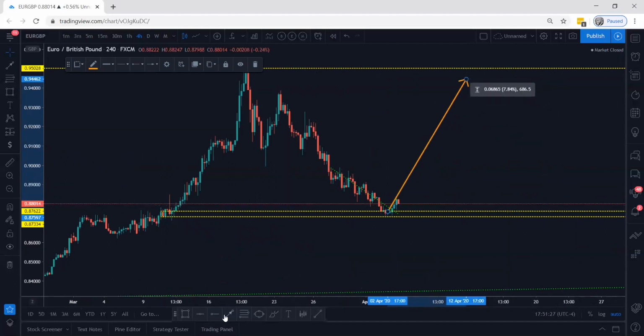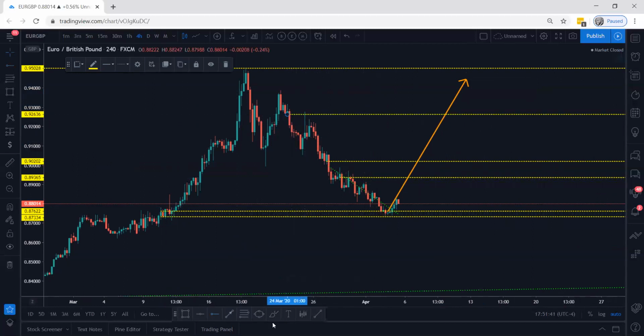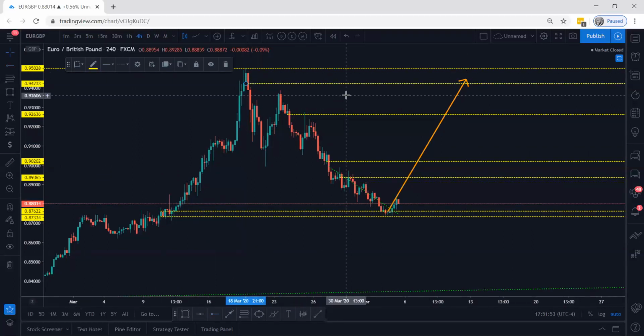Now you're going to want to watch as price comes to these areas where you have bearish engulfing candles. And if it breaks through those areas, then you could be looking for price to come all the way up to here where this top bearish candle is. So I'm looking for an overall buy on EG.